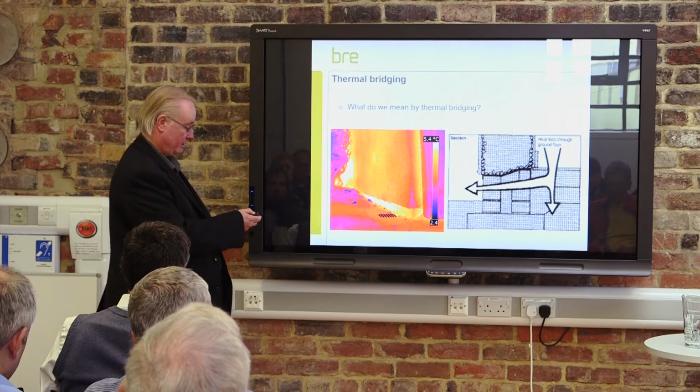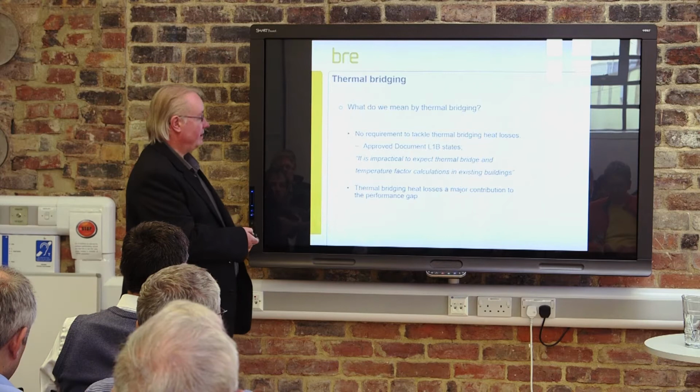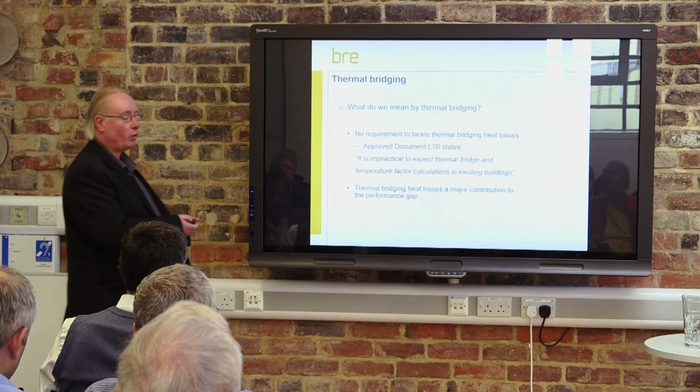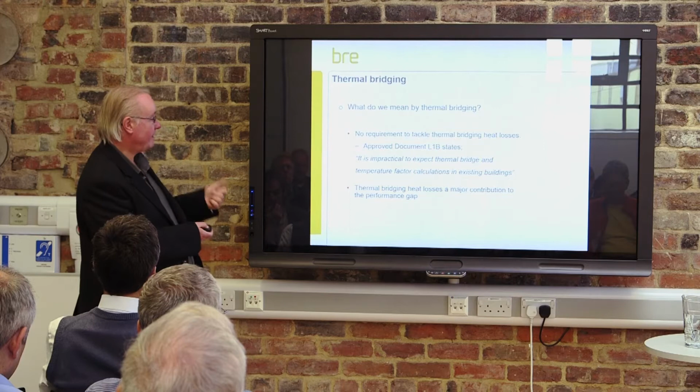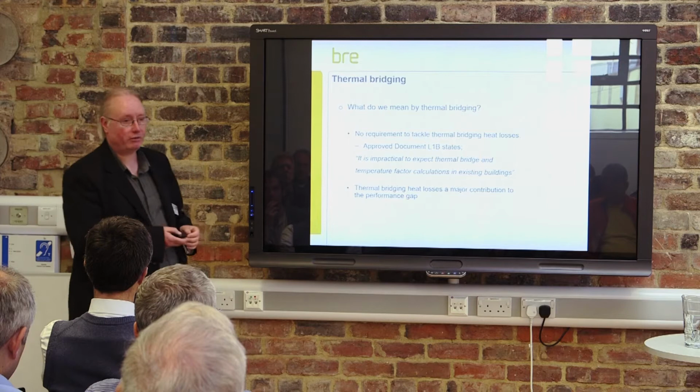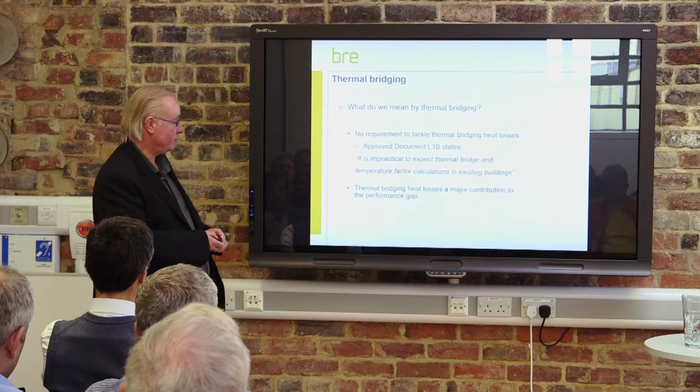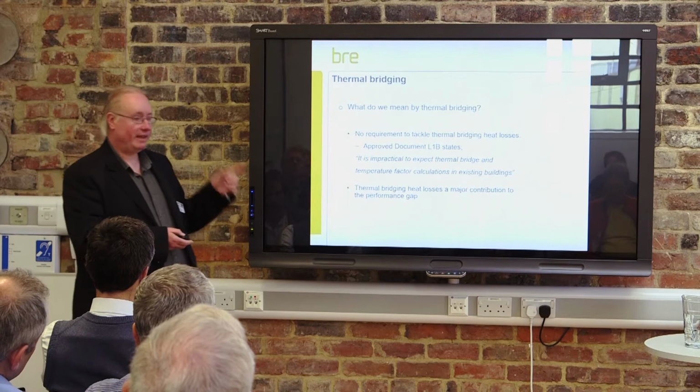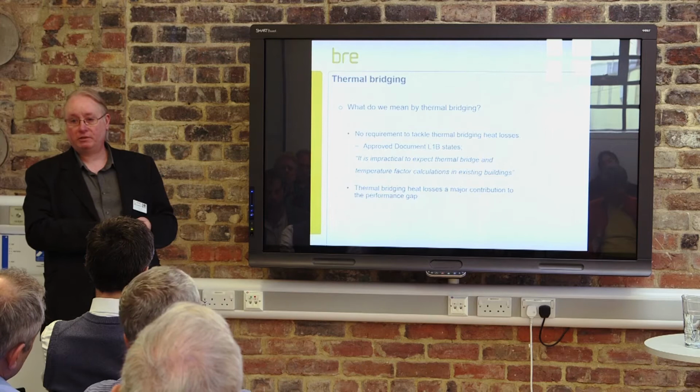Right, the biggest problem that we see is that there's no requirement to tackle thermal bridging when you do refurbishment, none whatsoever. In fact, approved document L1B, which covers renovations of thermal elements, which is what a retrofit is, says it's impractical to expect thermal bridging calculations to be done in existing buildings. However, thermal bridging heat loss is a major contribution to the performance gap of any material. It's not just how it's installed, it's how it actually interacts when it's in situ.